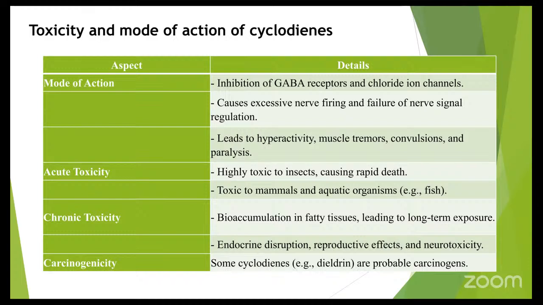organisms like fish. Coming to chronic toxicity, bioaccumulation in fatty tissues leads to long-term exposure, and endocrine disruption, reproductive effects, and neurotoxicity can also be seen. Regarding carcinogenicity, some cyclodienes like dieldrin are probable carcinogens. In insects, the cyclodienes have a positive temperature relationship, that is, their toxicity is enhanced as the external temperature rises, whereas the opposite effect is seen with DDT and HCH.